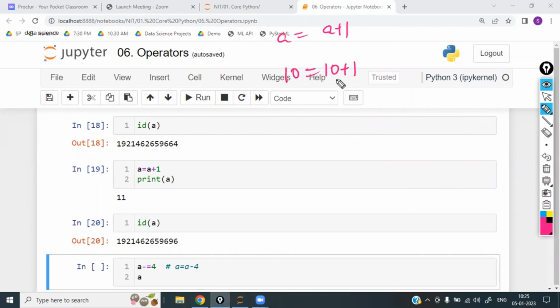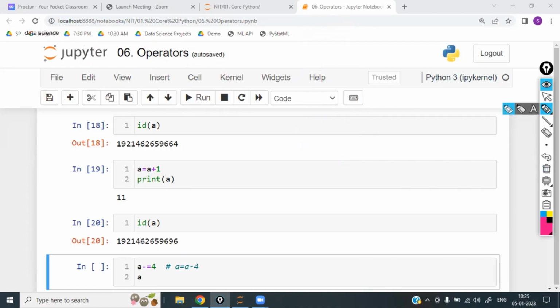So A is equal to A plus 1 is nothing but 10 plus 1. It is not 10 is equal to 10 plus 1; it is not like that. First 10 plus 1 means 11. Now this 11 will be associated with A. A is already available, so a new object should be created, which means this should be an immutable object. If it is a mutable object, it is going to replace. It will check before assigning.